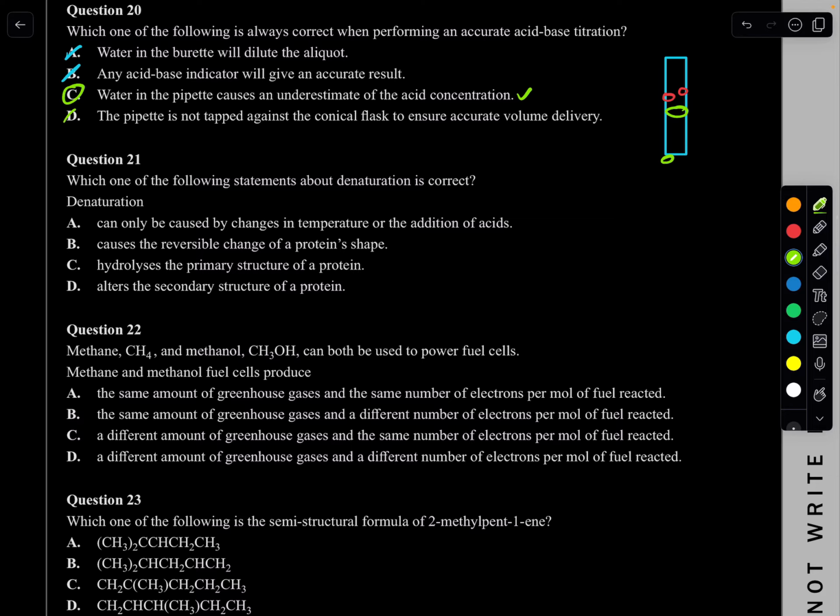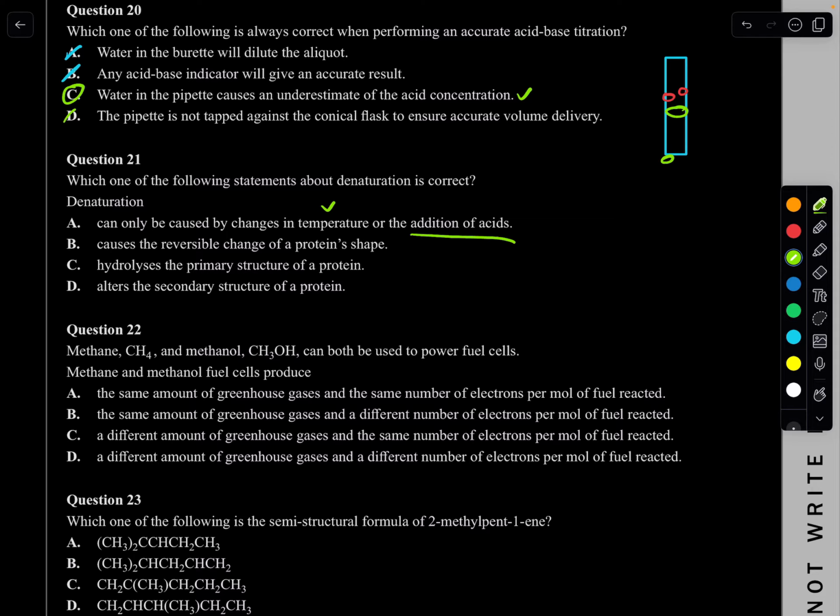21. Which of the following statements about denaturation is correct? A: Denaturation can only be caused by changes in temperature and the addition of acids. Now, we know denaturation is basically caused by temperature change or pH change. Now, it says it can only be caused by changes in temperature, absolutely, or the addition of acids. So if you have an acid, it's going to decrease the pH. Now, be careful. They're just saying addition of acids.